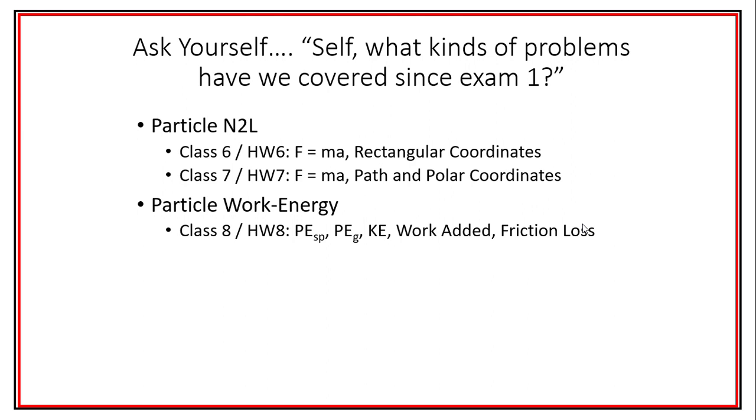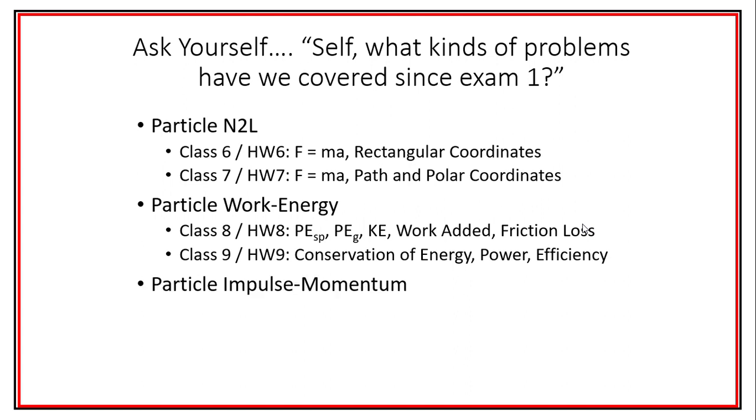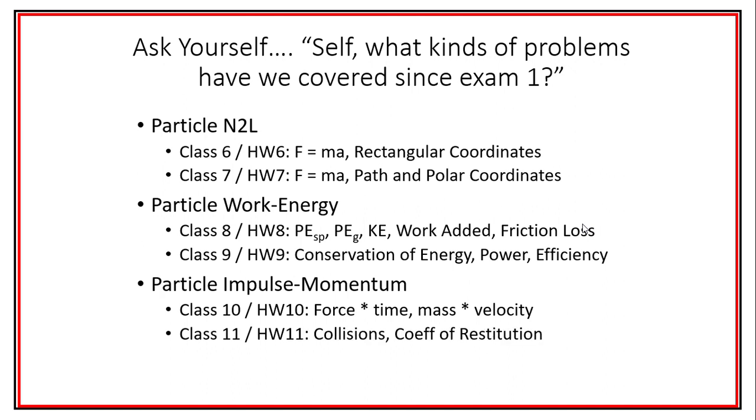So for class 8, we basically did the potential energy, most everything. In class 9, we added conservation of energy, but it's not really adding anything. We did talk about power and efficiency. And then we moved on to particle impulse and momentum. Class 10 should have been just your regular old impulse momentum problems. Class 11 was collisions and the coefficient of restitution.